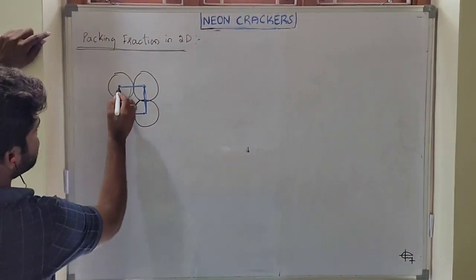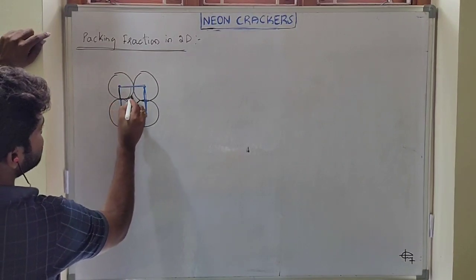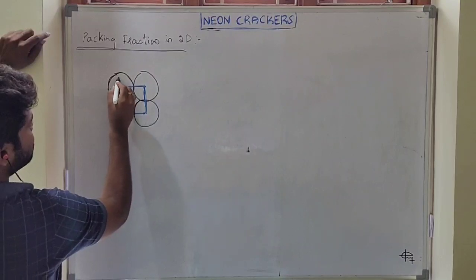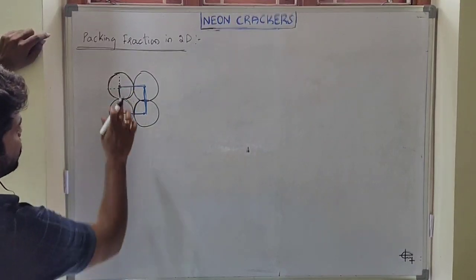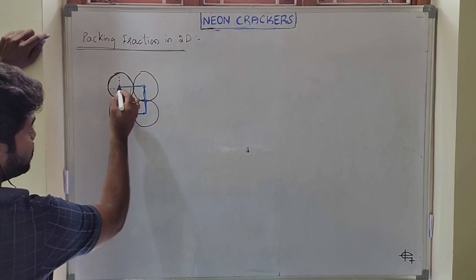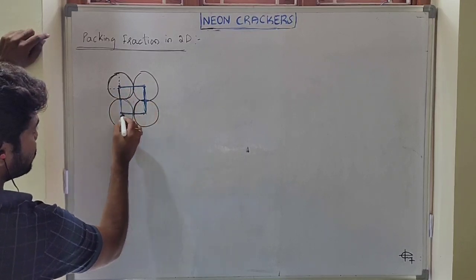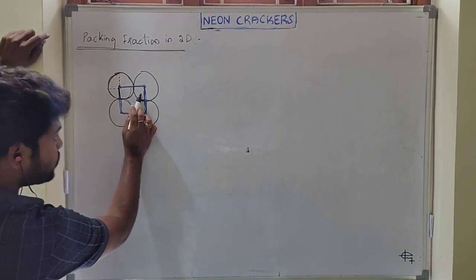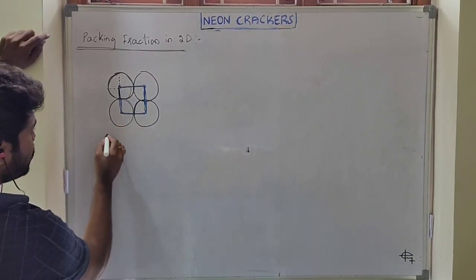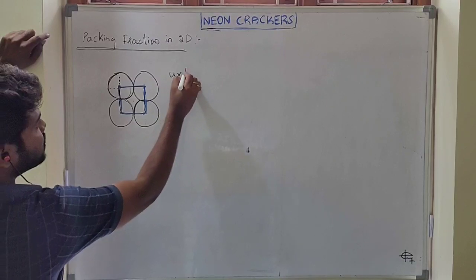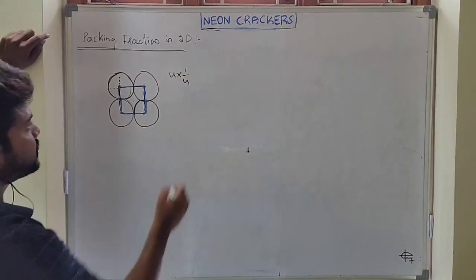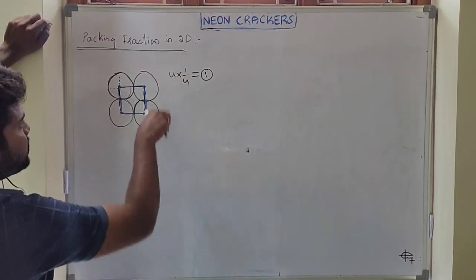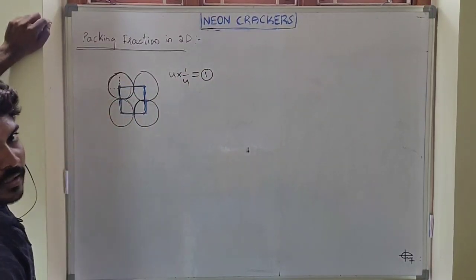Now, what is the contribution of this circle to the unit cell? 1/4 position. Imagine this is a 1/4 position. So here 1/4, here 1/4, because it belongs to this target unit cell only. So what is the contribution here? 1/4. Here also 1/4, 1/4. So 4 atoms, each one contributing 1/4 to the unit cell. Overall, we may get 1 atom. So 1 atom is present in a given unit cell, right?